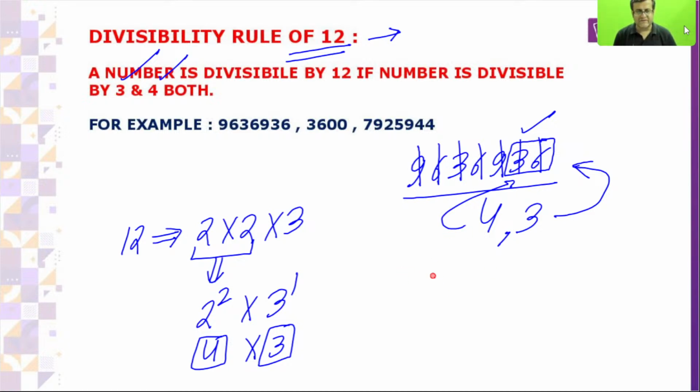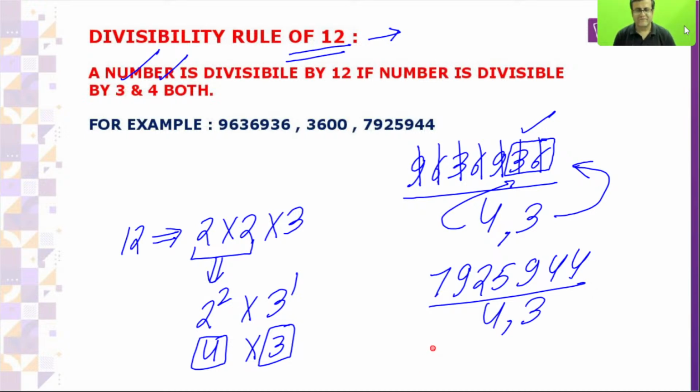Now come to this number 7925944. Is this divisible by 4 and 3? How to check? The last 2 digits are divisible by 4, so the number is divisible by 4. In case of 9, what will you do? This is 9, this is 9. 5 plus 4 is 9. 7 plus 2 is 9. 4 is left behind. If 4 is left behind, this is not divisible by 3. So if the complete number is not divisible by 3, it is not divisible by 12 as well. Why check further then? This is more than sufficient to check.